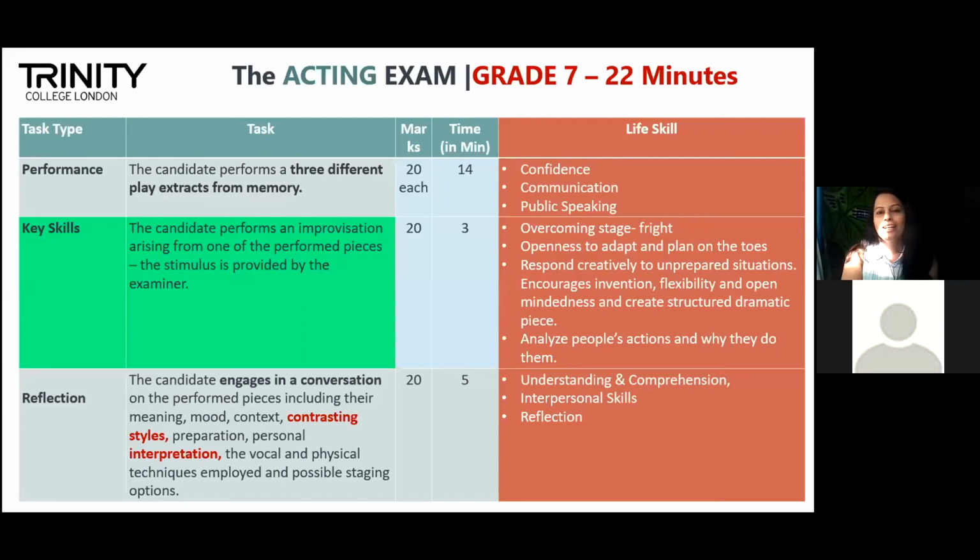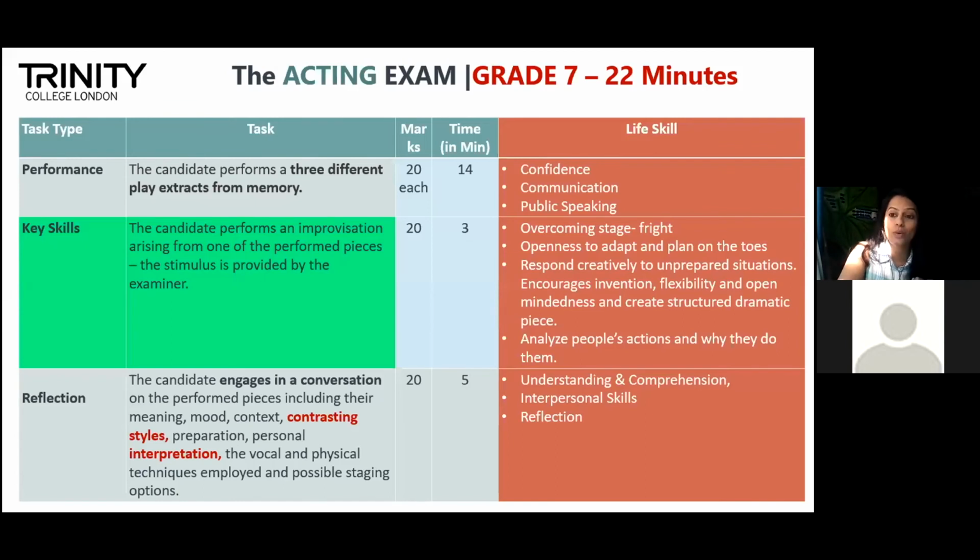Okay, let's get into grade 7 now. Grade 7, well, you have three different contrasting play extracts, and you have the improvisation task as the key skill task. But look at the reflection.